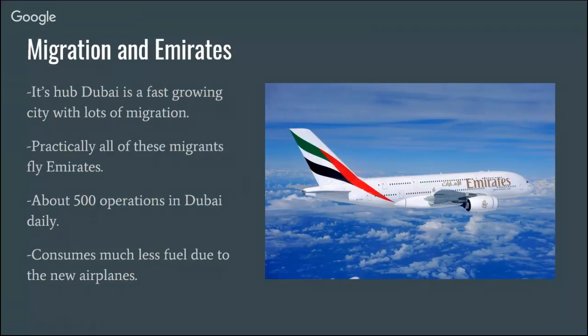Okay, the hub of Emirates is Dubai International Airport, and Dubai, as we said before, has a lot of immigrants, and a lot of these immigrants usually fly Emirates. The airport of Dubai has around 500 operations per day, most of them from Emirates. And as I said before, these airplanes consume less fuel and are more efficient than the older ones, which belong to other airlines like Delta.